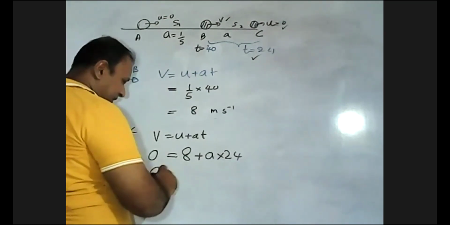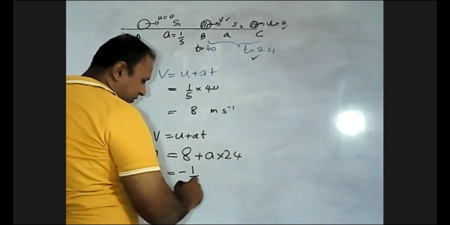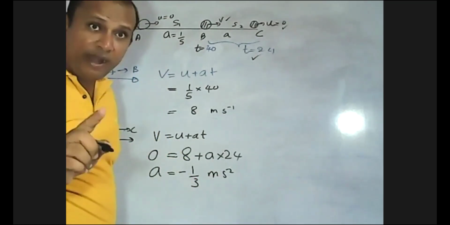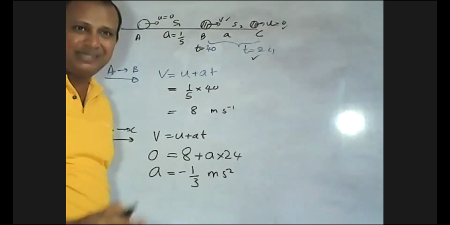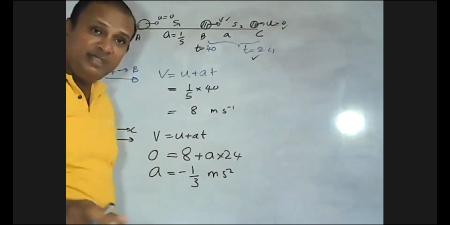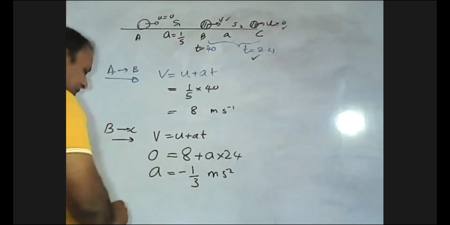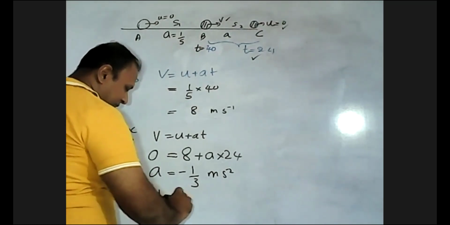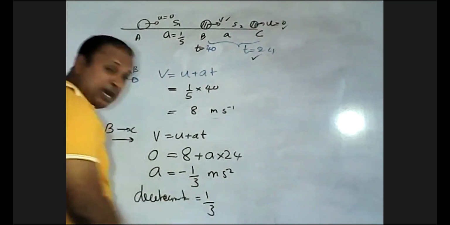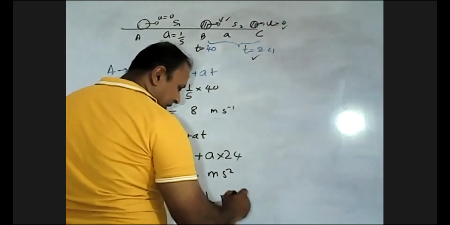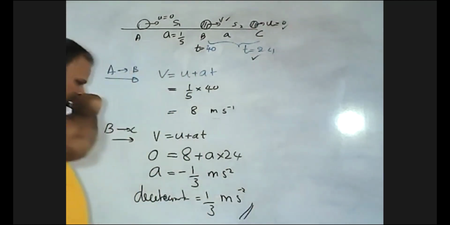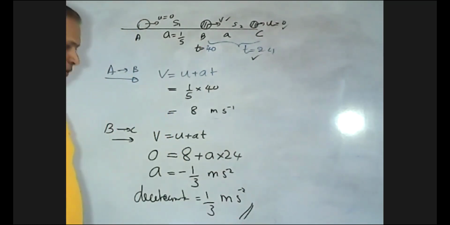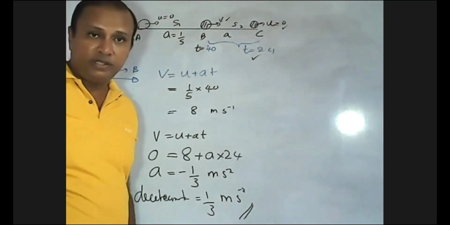Therefore, acceleration is minus 1 over 3 ms minus 2. But you are asked to find the deceleration, not the acceleration. Therefore, you have to find the deceleration. Okay, this is not the answer. Therefore, deceleration is equal to plus 1 over 3 ms minus 2. Deceleration means it is the magnitude. So this one is plus 1 over 3.